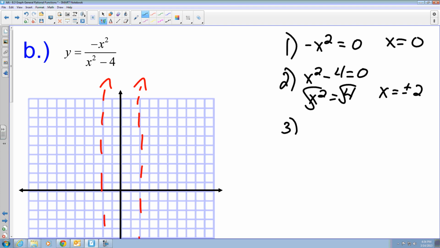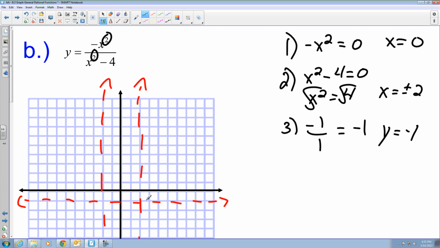Number 3 is my horizontal asymptote, and so it's dictated by the degrees here. They're both the same, and when m and n equal each other, the asymptote is dictated by the coefficient of the numerator divided by the coefficient of the denominator. And so if I take this out, that means it's going to be negative 1. So that means y equals negative 1. So let's draw out that horizontal asymptote.